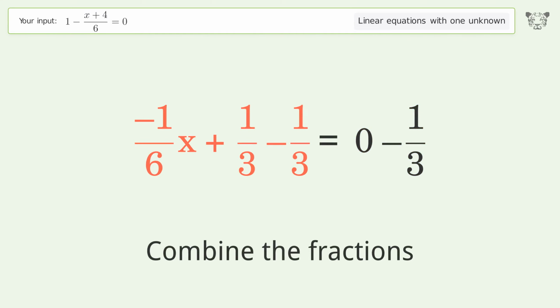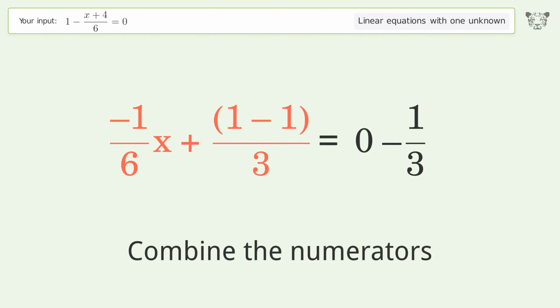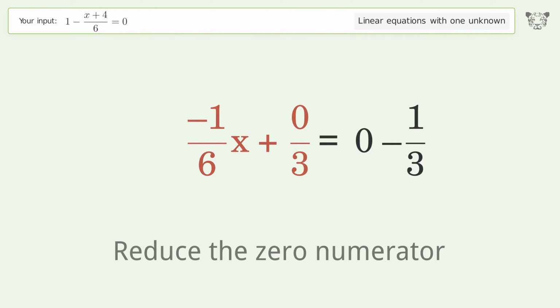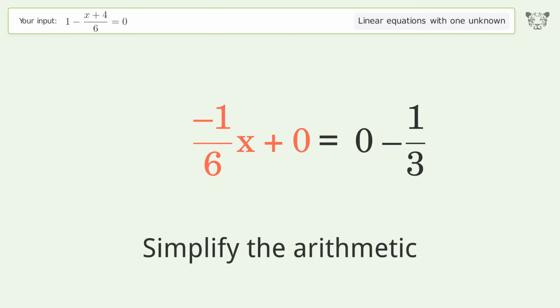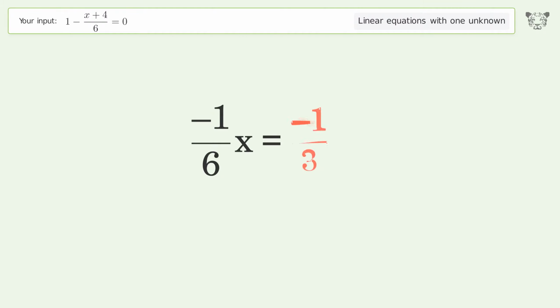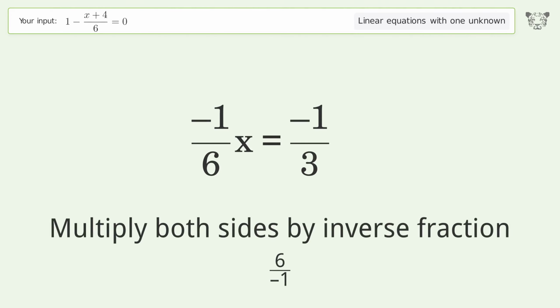Combine the fractions. Combine the numerators. Reduce the zero numerator. Simplify the arithmetic. Isolate the x. Multiply both sides by inverse fraction 6/-1.